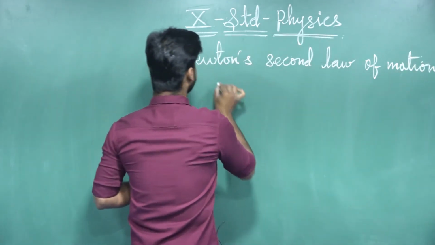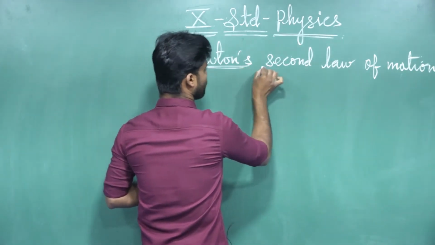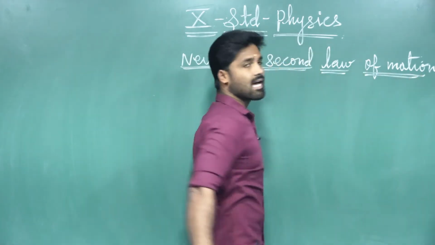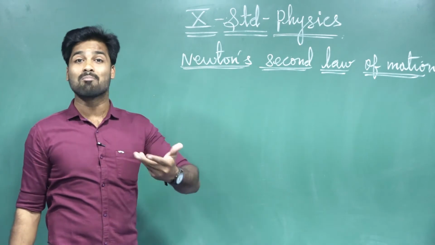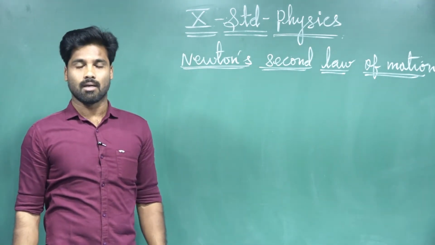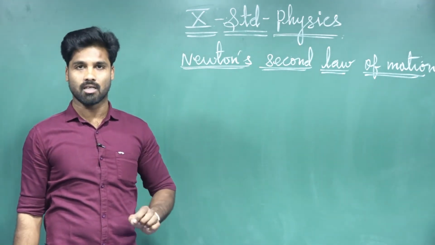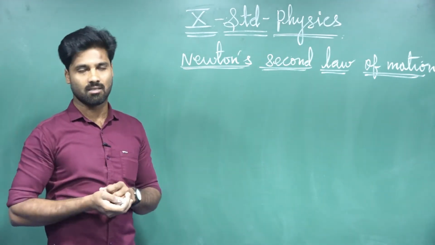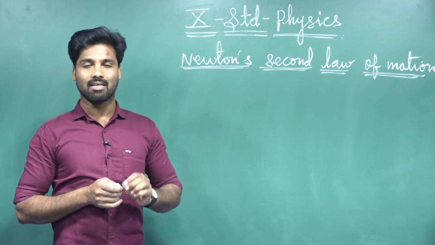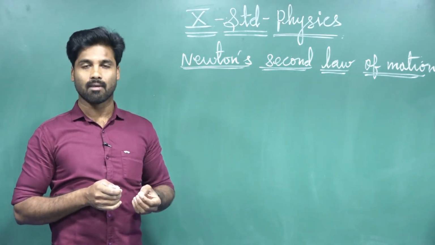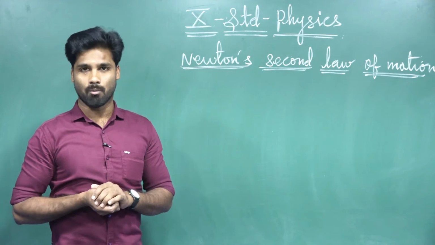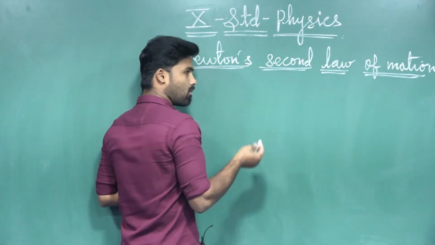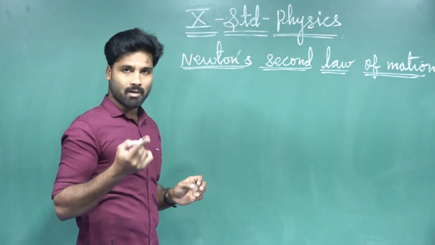So what is the Newton's second law of motion saying? The rate of change of momentum is directly proportional to the applied unbalanced force. Or otherwise we can say like this: the force acting on a body is directly proportional to the rate of change of momentum. Okay, what is the second law of motion saying? Rate of change of momentum is directly proportional to applied unbalanced force.